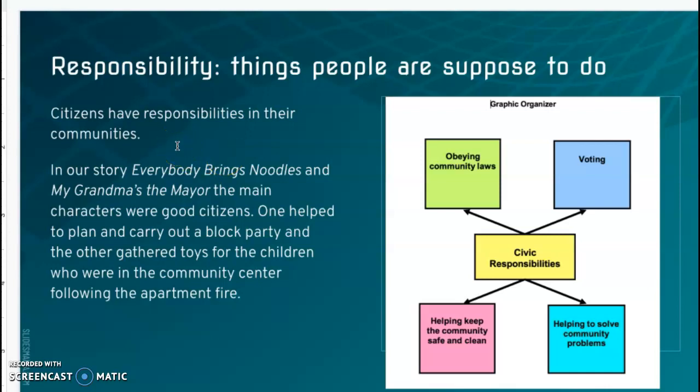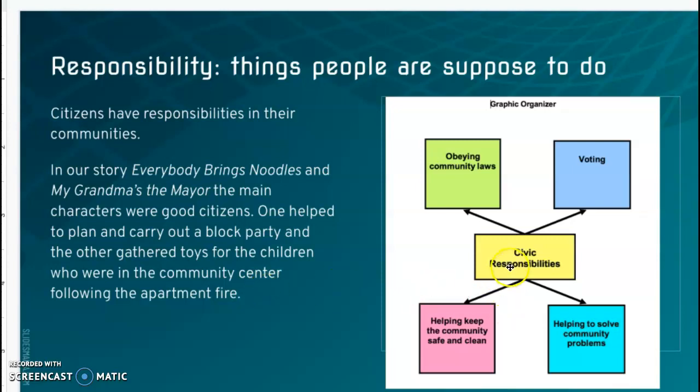Citizens have responsibilities in their communities. In our story, Everybody Brings Noodles, and My Grandmother's the Mayor, the main characters were good citizens. One helped to plan and carry out a block party, and the other gathered toys for the children who were in the community center following the apartment fire. So in both of the stories that we listened to, they were good citizens.